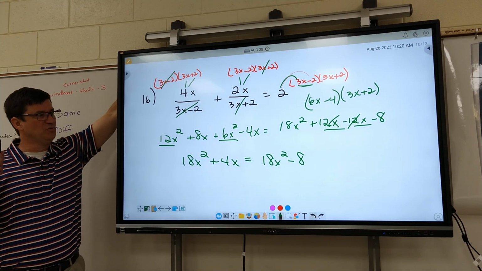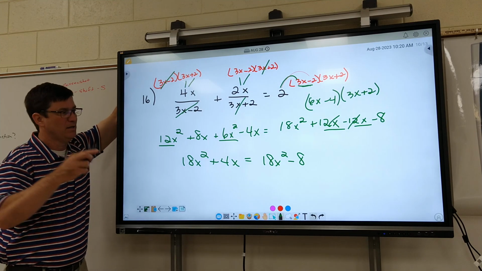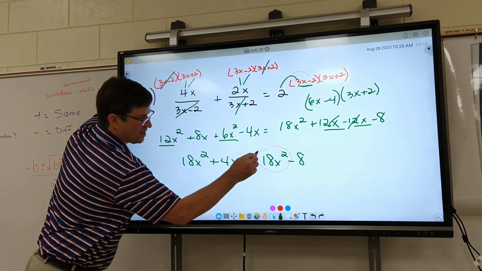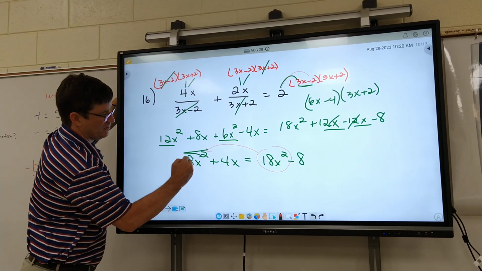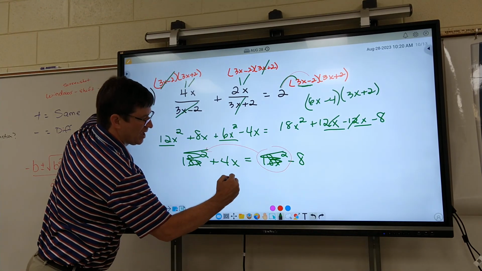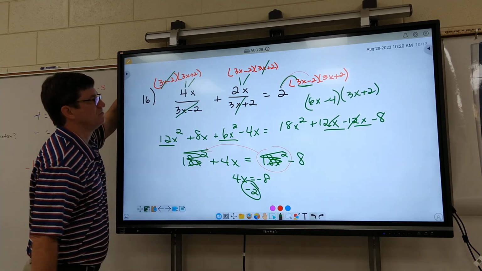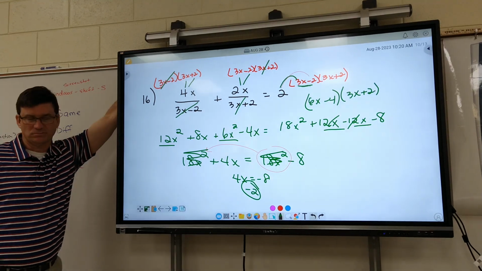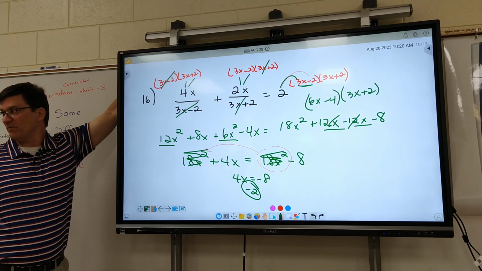All right, before you do the quadratic formula, we have to set it up and get everything on one side. What's going to happen with this 18x squared when I move it over here? Put it with this one. They're going to cancel out. Very good. So we get 4x equals negative 8, so my answer is just negative 2. So again, that is the longest problem you will have on this page.